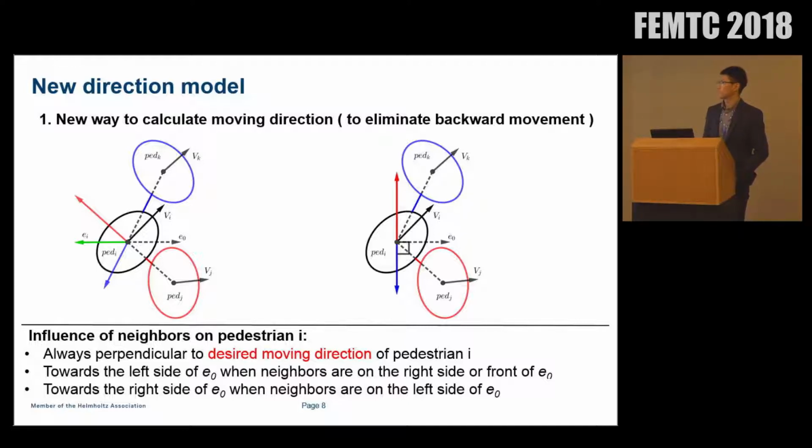In this figure, pedestrian K is located on the left side of the desired moving direction, so his influence is towards the right side. And pedestrian J's influence is the red vector, and the sum of these three vectors is the green vector, which is in the same direction as the desired moving direction. So that means no matter how big the influence from the neighbors, these pedestrians will not move backward.